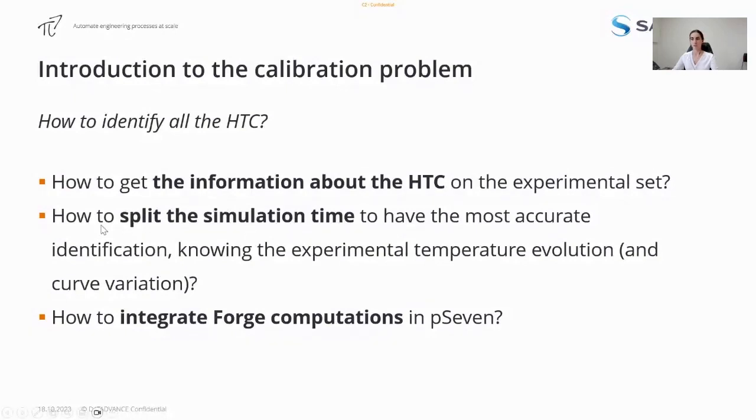Then we went to a question on how to split the simulation time to have the most accurate identification, knowing that the experimental temperature evolution, the curve variation, means that we have to select some important parts of this temperature evolution in order to build something quite accurate. You will see that we have some most interesting parts that we want to study more, and some flat areas where we can avoid some computations. So we put in place a method to select this simulation time split.